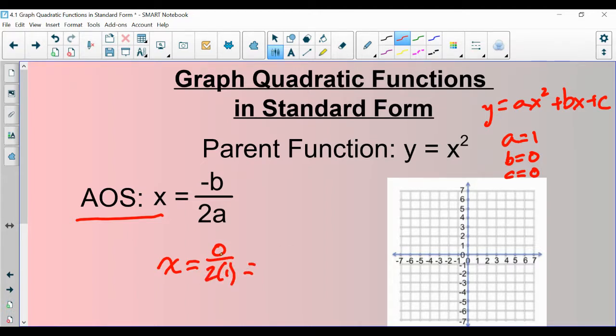2 times 1 is 2, obviously, and 0 divided by 2 is 0. So our axis of symmetry is at x equals 0. If you guys recall, x equals a number are vertical lines. If you also recall, I told you guys, if you're ever confused if it makes a vertical line or a horizontal line, to just make a t-table.